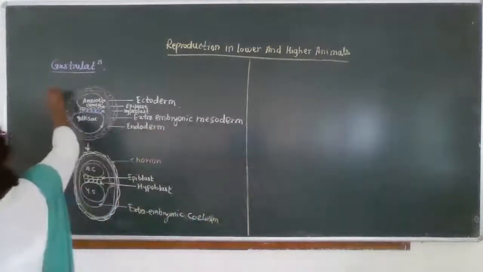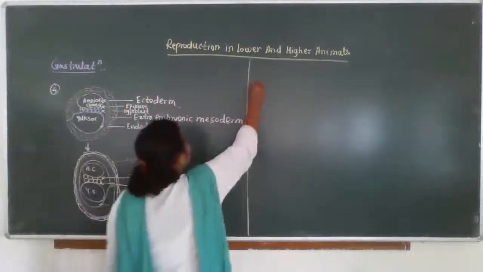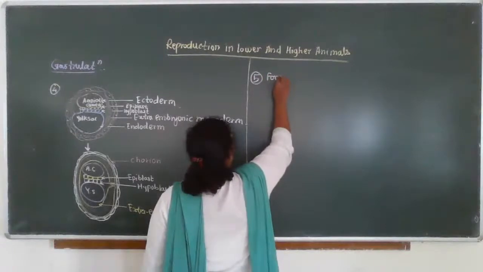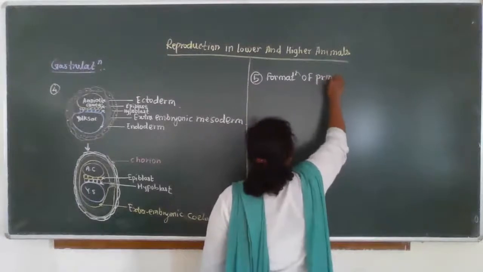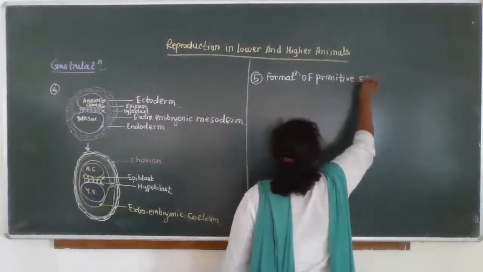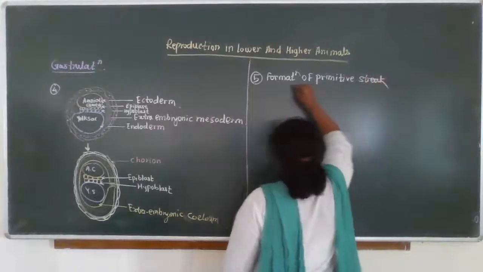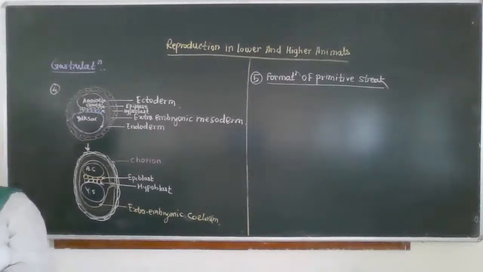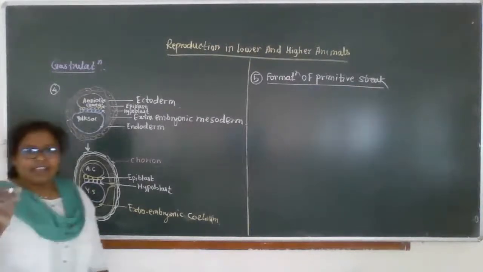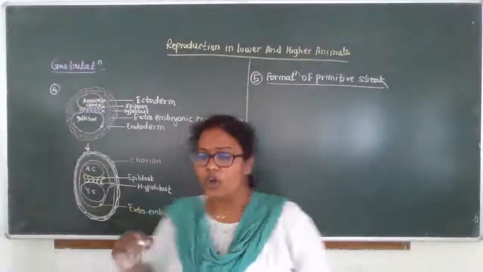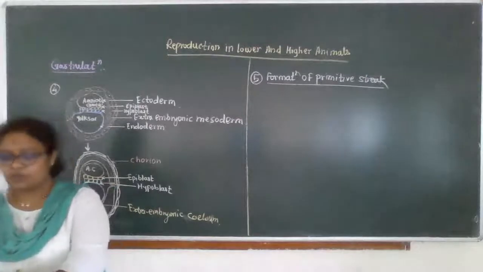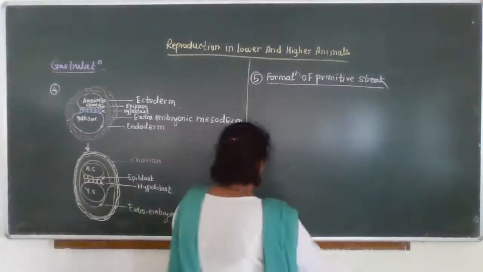Further on, the formation of the primitive streak. This was the fourth point, and now the fifth point is the formation of the primitive streak. So how does the primitive streak get formed? An invasion occurs to this layer, and the formation of the primitive streak took place. So, I am just showing this.